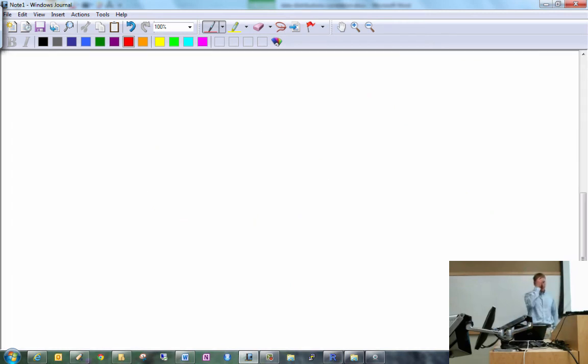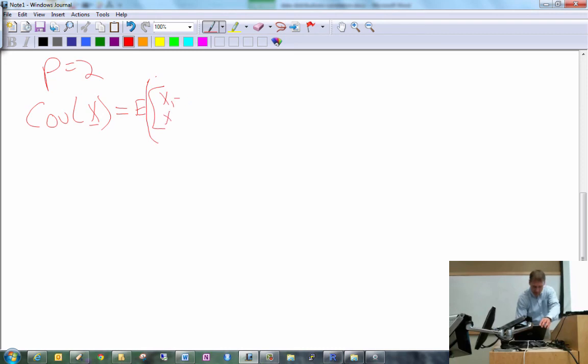Perhaps this might be helpful for those of you who do not have much matrix algebra experience, but let's take a look at a case where we have p equal 2 and go through some of these matrix calculations that we saw within that expected value. So let's say that I want the covariance of x, where again it has two elements, x1 and x2. That's going to be equal to the expected value of x1 and x2, that vector, minus the vector mu1, mu2.